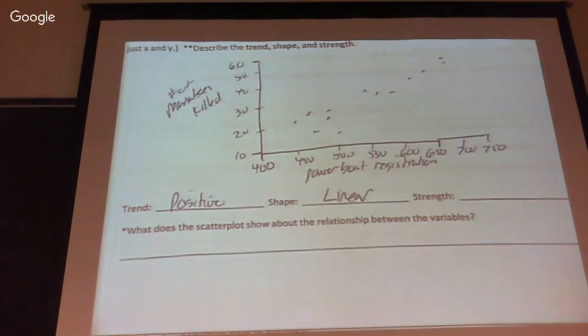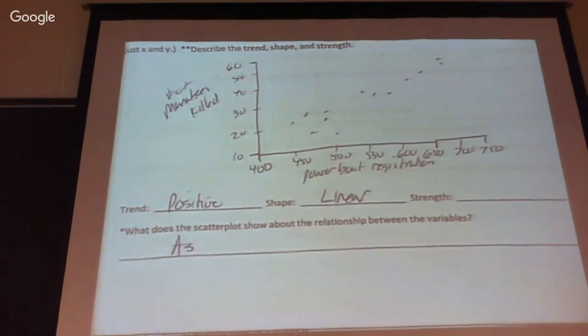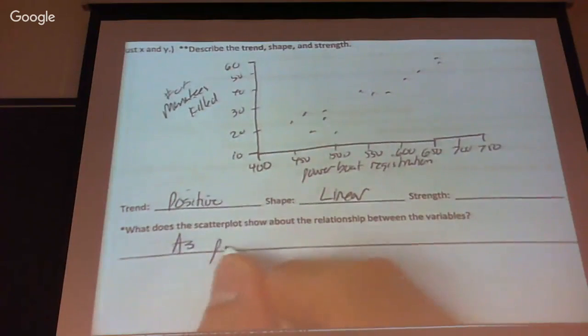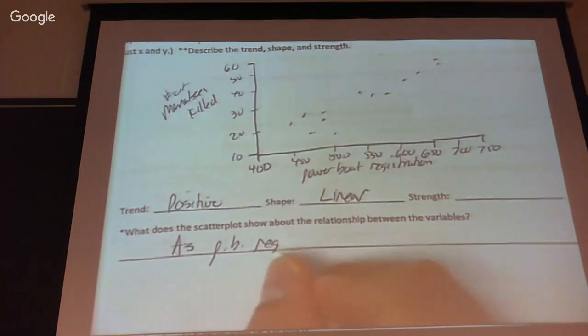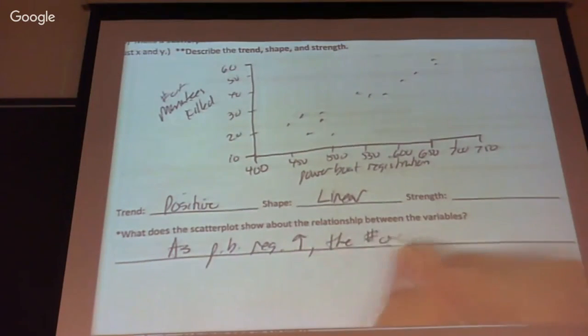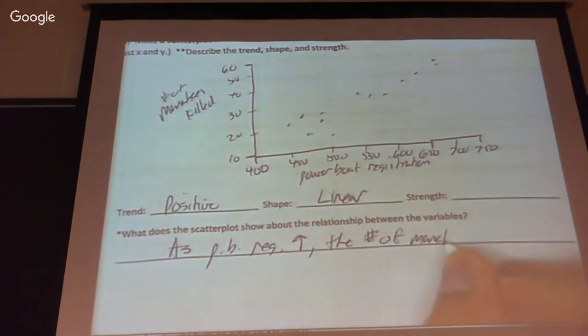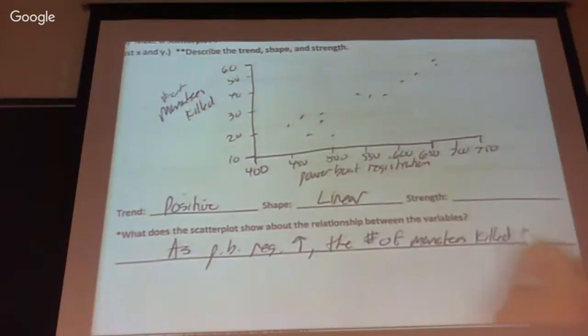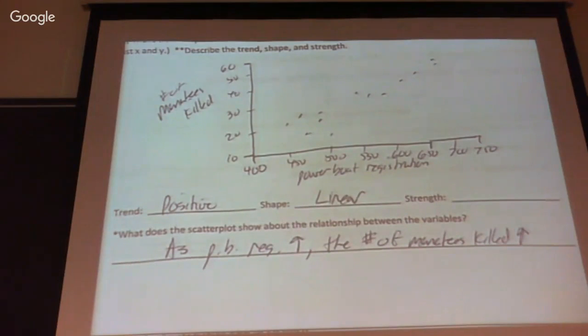What does the relation look like? It looks like as what? Good. As powerboat registrations increase, but what? Good. The number of manatees killed increases. Okay, that is a positive relationship. So far, we can say we have a positive linear relationship, that says the more powerboats you register, the more manatees you're killing. Bad state of Florida. Okay?